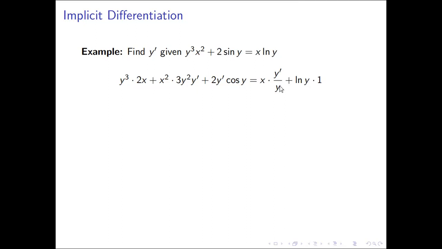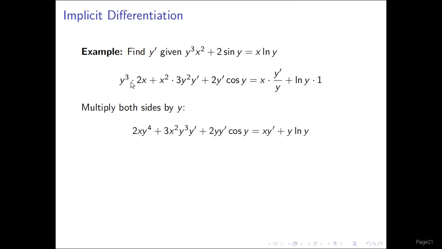So we multiply both sides by y first so that no fractions appear. So we have to do it term by term. So here we multiply by y, that becomes y to the fourth. Y squared becomes y cubed. And then here you have 2 times y. And then here y cancels out. So just x y prime. And then a y here. So no fractions appear in this line.